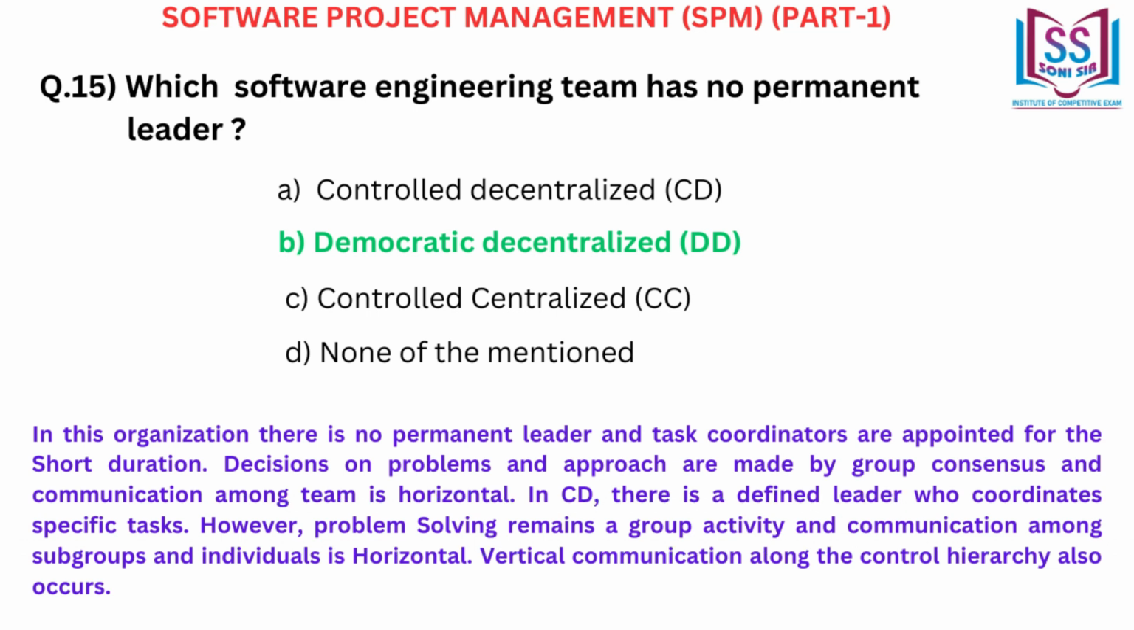In this organization there is no permanent leader and task coordinators are appointed for a short duration. Decisions on problems and approach are made by group consensus and communication among the team is horizontal. In CD, there is a defined leader who coordinates specific tasks. However, problem solving remains a group activity and communication among subgroups and individuals is horizontal. Vertical communication along the control hierarchy also occurs.